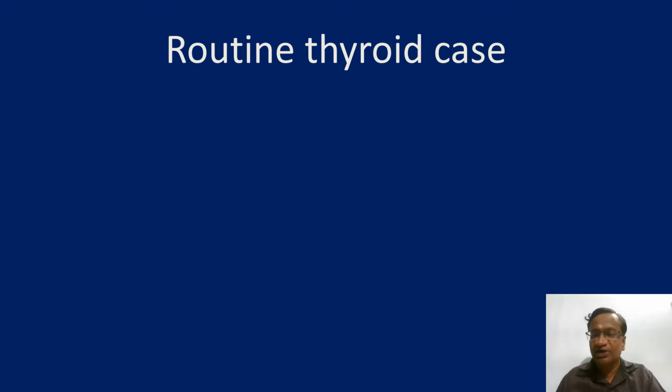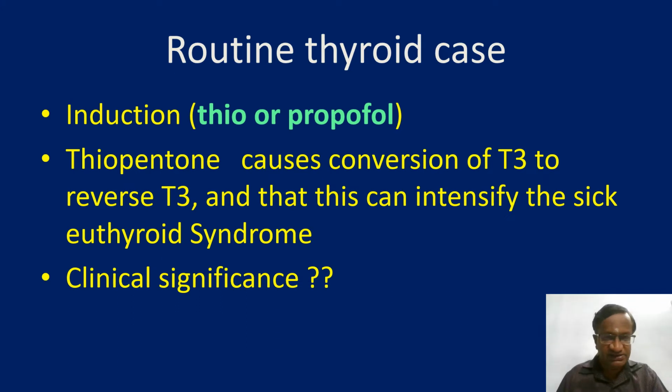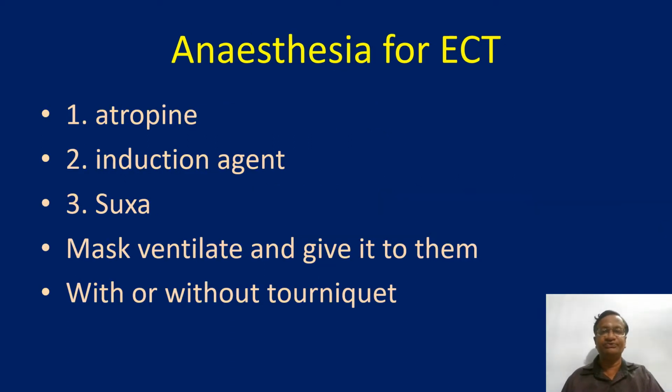Now we will take up a routine thyroid case. Either we can induce with thiopentone or propofol. The advantage with thiopentone is it causes conversion of T3 to reverse T3, and this can intensify the sick euthyroid syndrome. I don't know whether it is of much clinical significance in practice or not, but thiopentone is routinely questioned in patients with thyroid disease. So we may switch over to propofol.